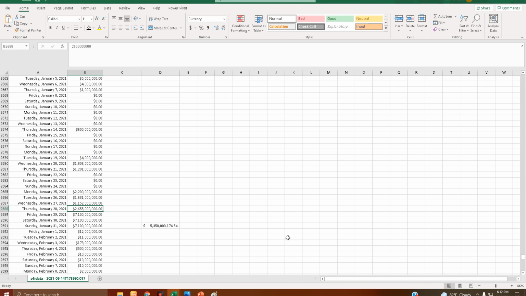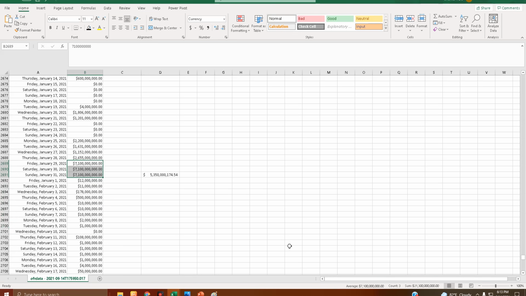Guess what happens on the 29th? Skyrockets, almost triples, doubles to about 7.1. Stays exactly 7.1 for the remainder of the time that trading is halted. Crazy, right? Then all of a sudden, it goes back down because we got them. We got those apes. They're going to sell. We're going to short ladder them, and they're going to be left with the bag.